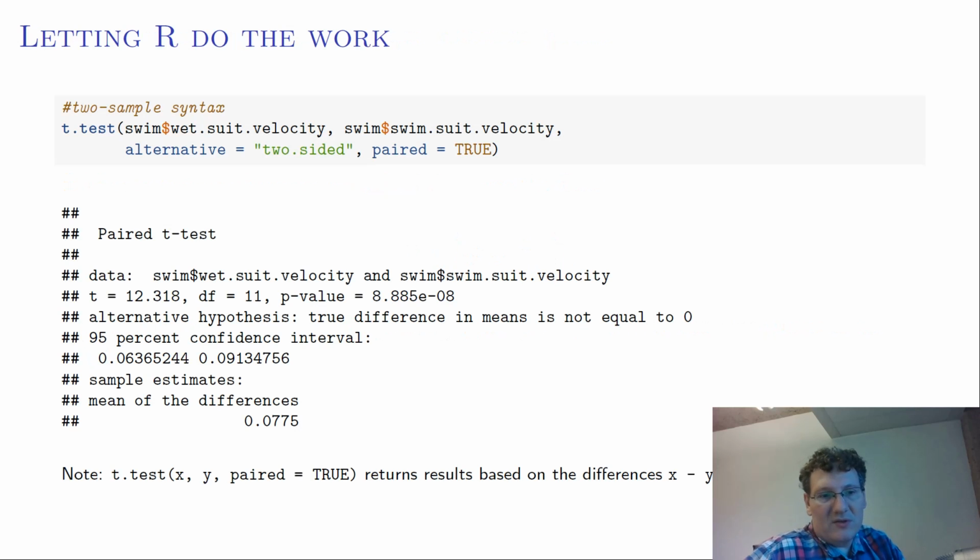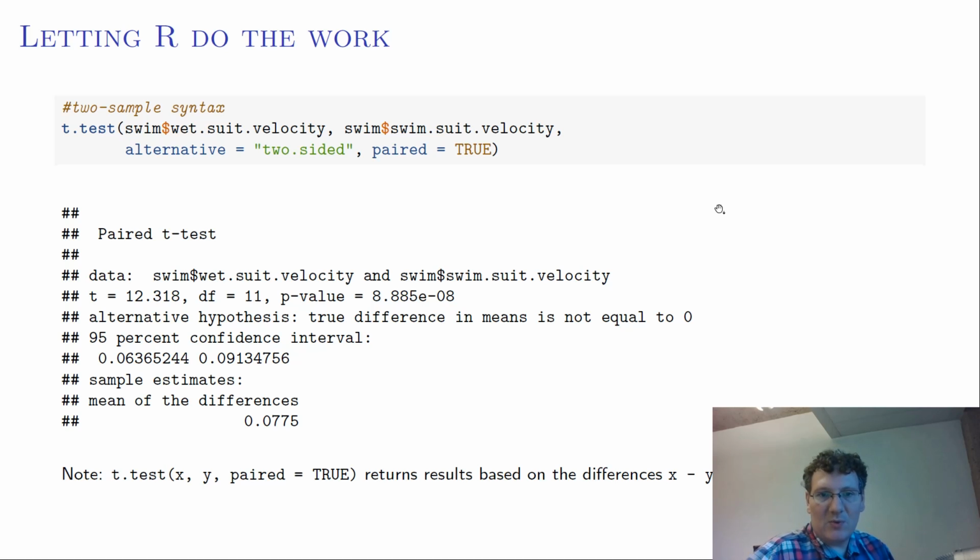And of course, you can use the t-test function in R. Now here, what you can do is you could give our two vectors of numbers. You see, we give the wetsuit velocity and then the swimsuit velocity, and we say we're going to do a two-sided test, and we add this other option, paired equals true. R will do all the work.